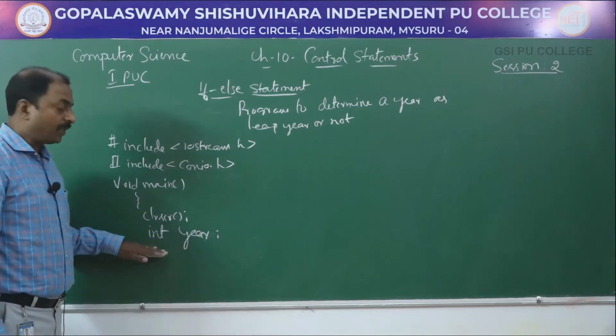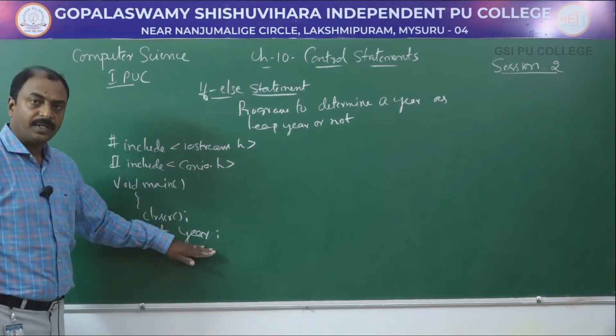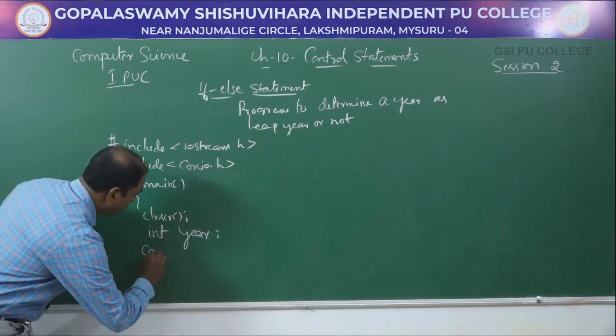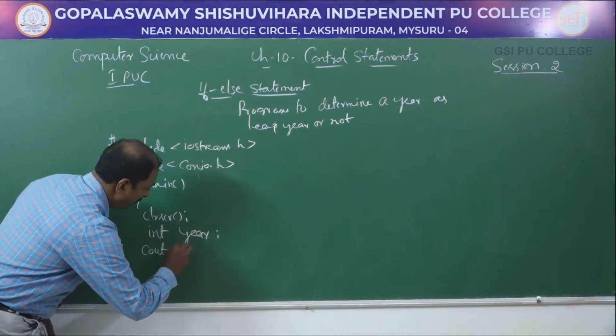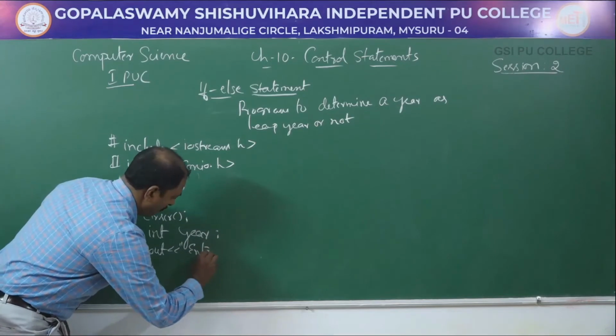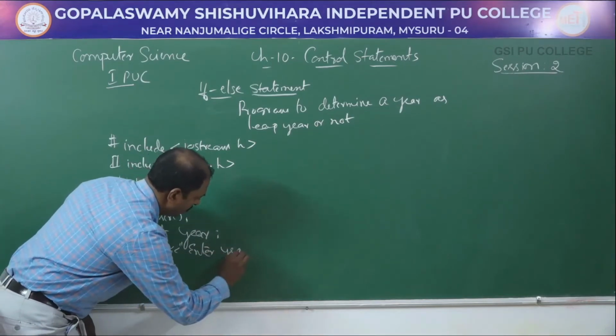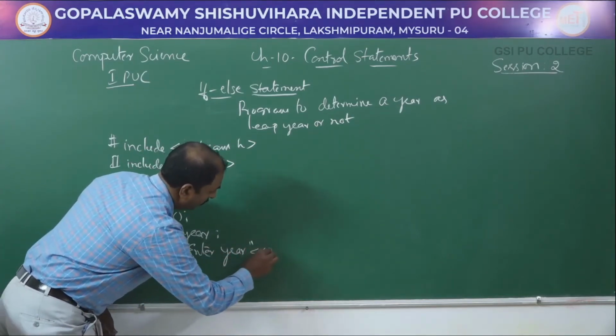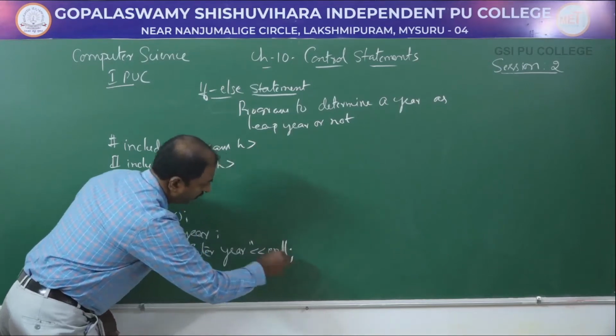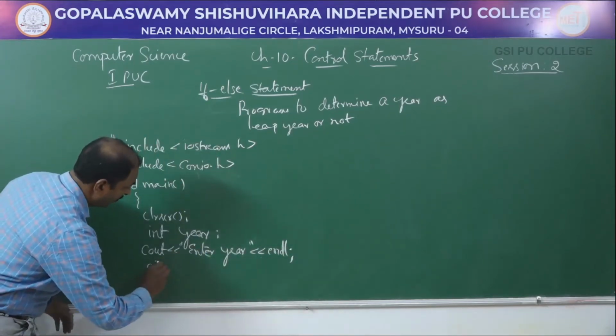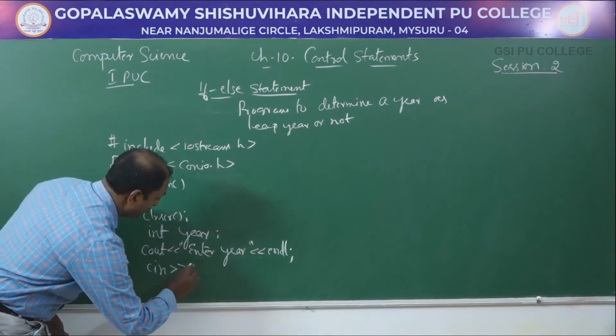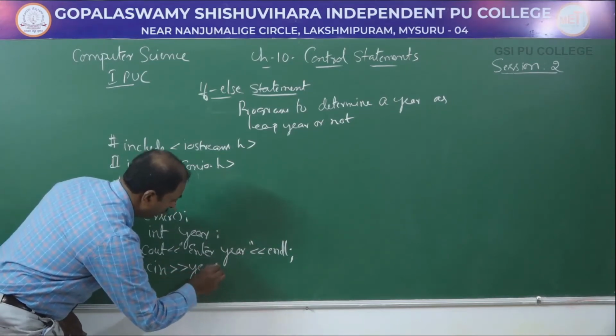Next step is we have to enter a value for this variable year. So we can display a message here: cout enter year, and here endl semicolon. Next we have to accept the value with the input statement cin year.